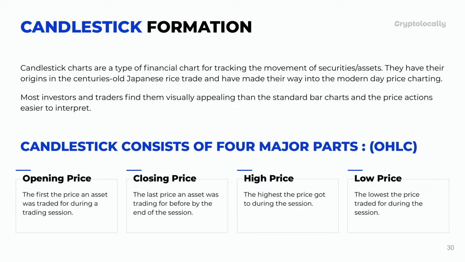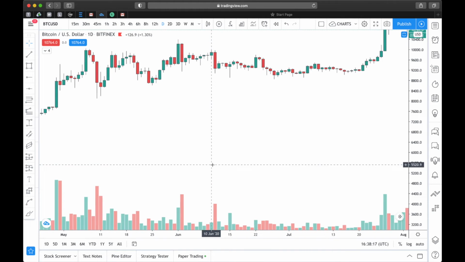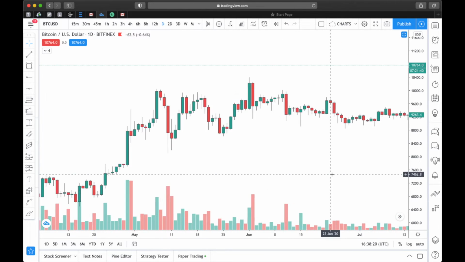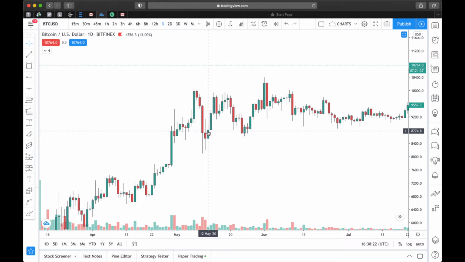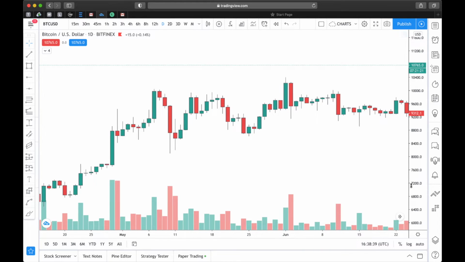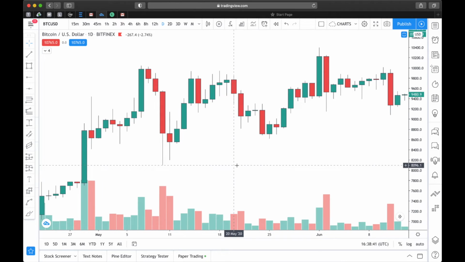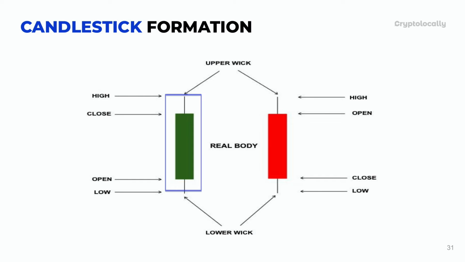Now let us relate this to a candlestick in the market. This is what candlesticks look like in the chart. I'm going to explain how those four major parts fit into this, and that's what we have in the course here. You can see what they look like. We have the red, we have the green. The red represents a drop in price. The green represents an increase in price. This is a green candle. This is a red candle.